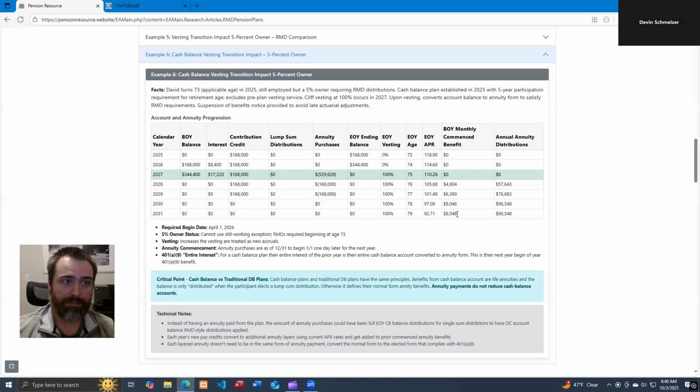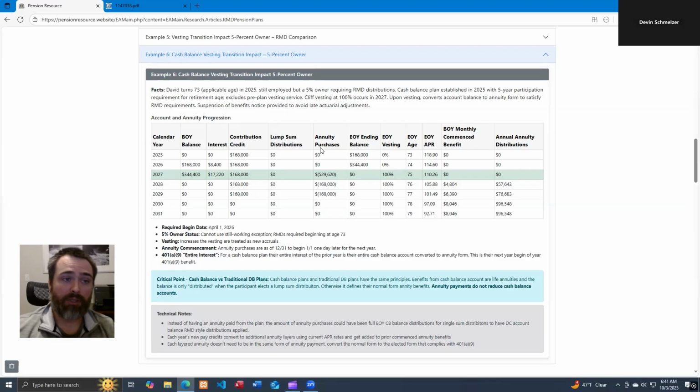In this illustration, for the table here, I have two columns for distributions. One for the lump sum distributions and another for annuity conversions or annuity purchases. This is a convenience factor to help illustrate how benefits get calculated and paid out in a cash balance plan, to keep the fundamental point of pension plans in that the same rules apply to your traditional and cash balance plans, is that these are life annuities to be paid.